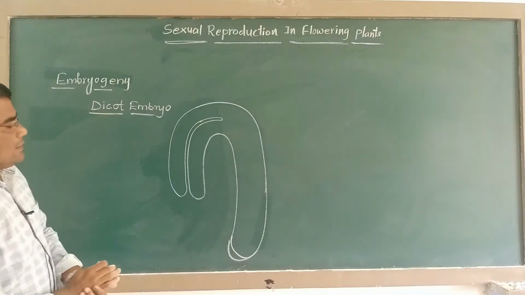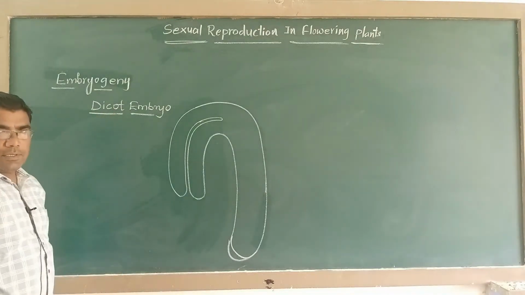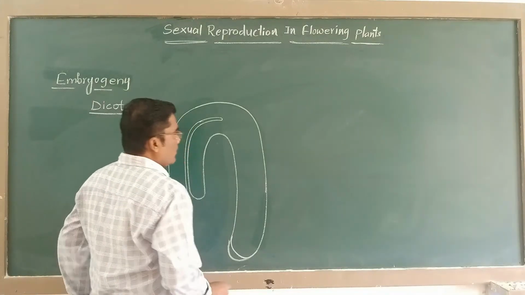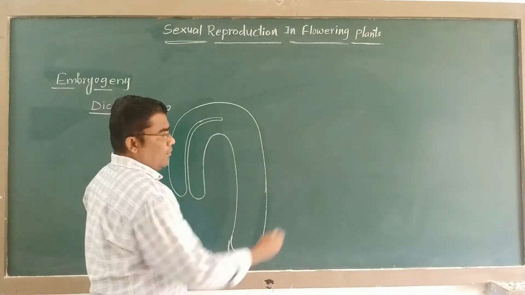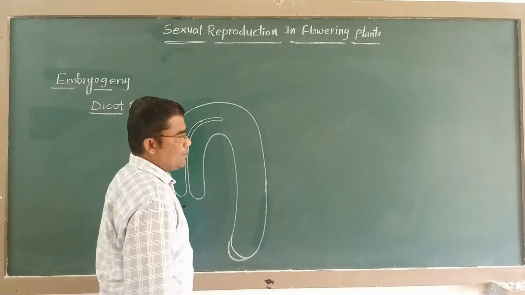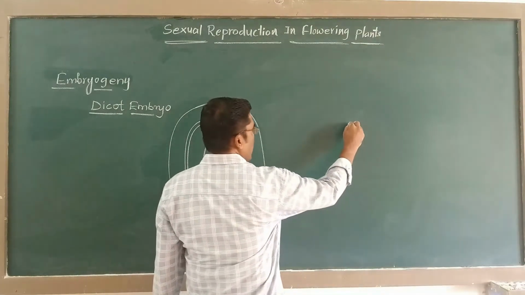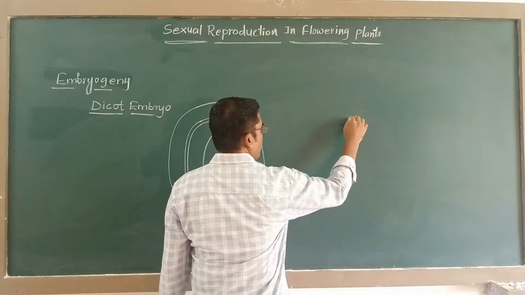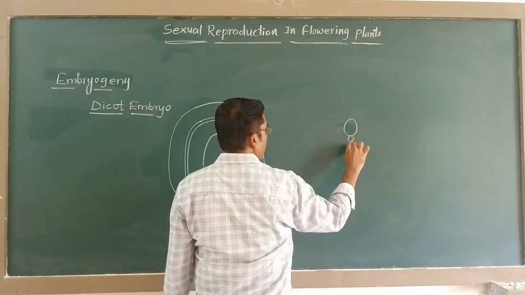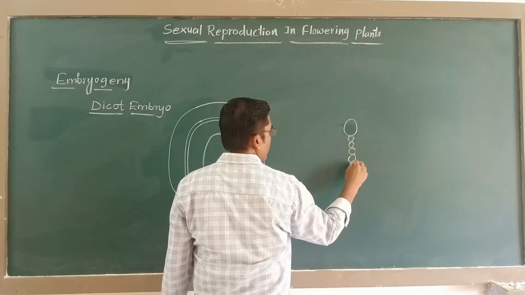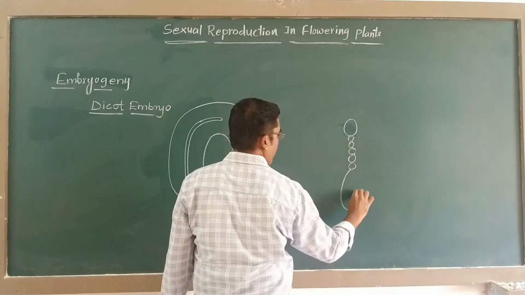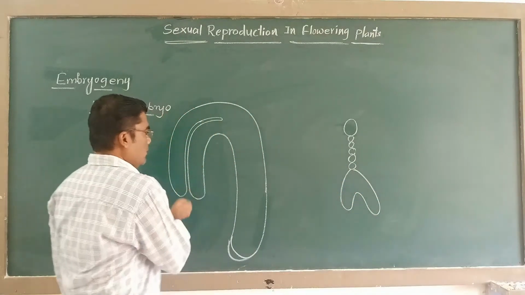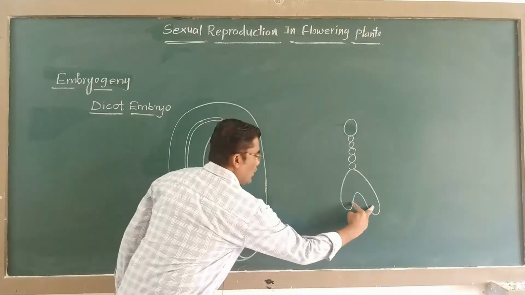So here, this is the structure of dicot embryo. When we observe this dicot embryo, while explaining development of embryo, we have drawn like this. Now you observe this one. These are the two cotyledons.